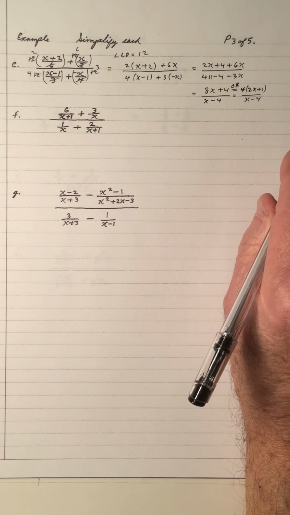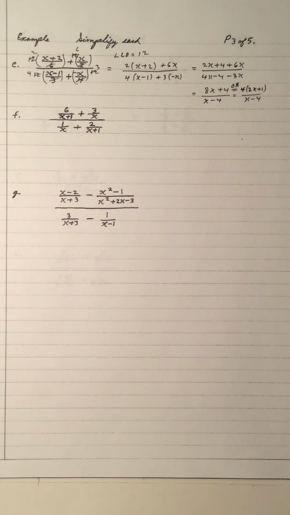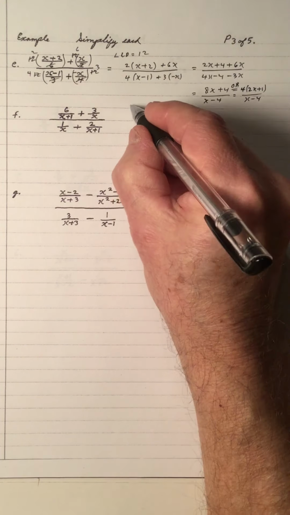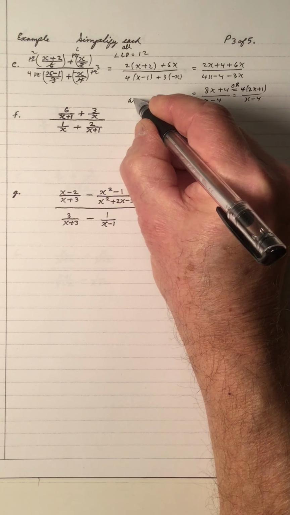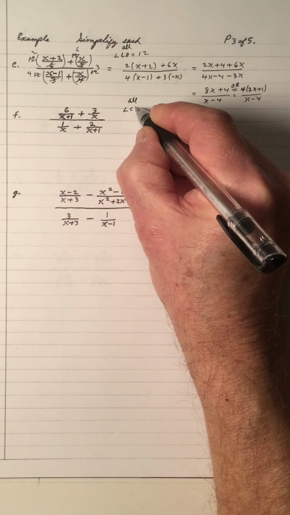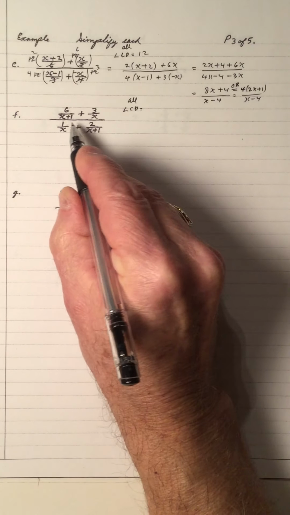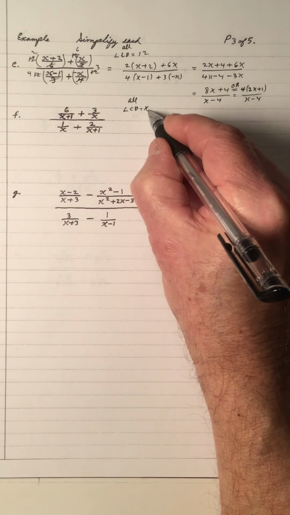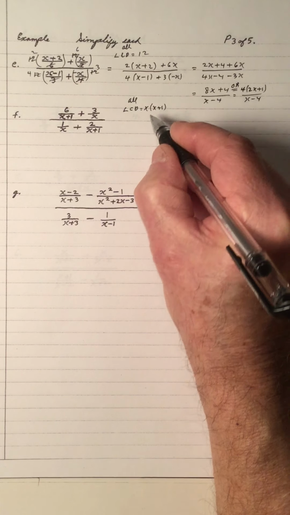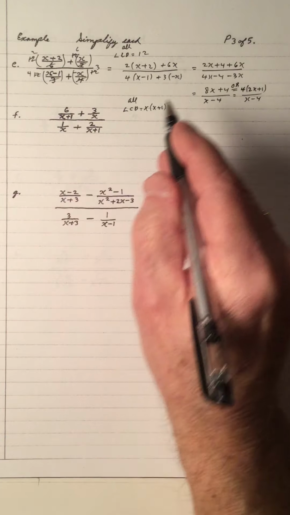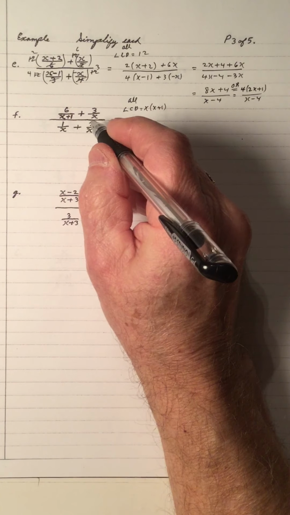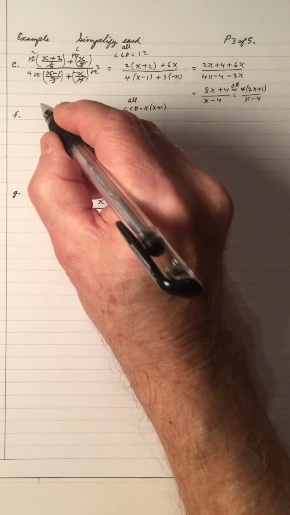What is the LCD for all the fractions? The LCD for all the fractions, right? So on the top I got an x and an x plus 1, and on the bottom I got the same denominator. So the LCD for all the fractions is x times x plus 1.